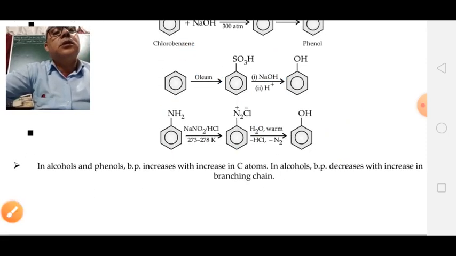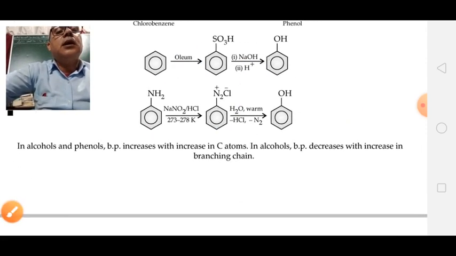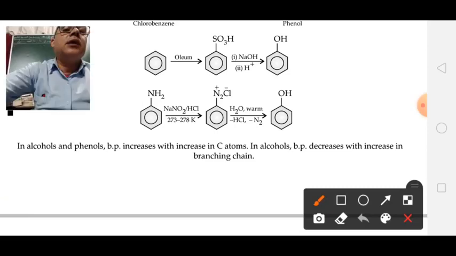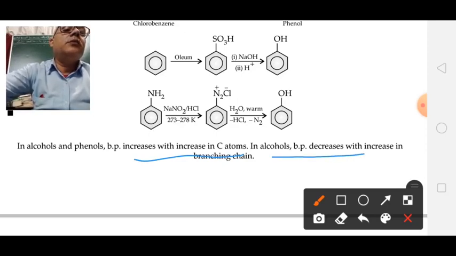Now see here, in alcohol and phenol, boiling point increases with the carbon atoms. It is very simple for all types of compounds. As the number of carbon atoms increases, boiling point and melting point increase. In any case, you can see that on increasing branching, melting point and boiling point decrease.